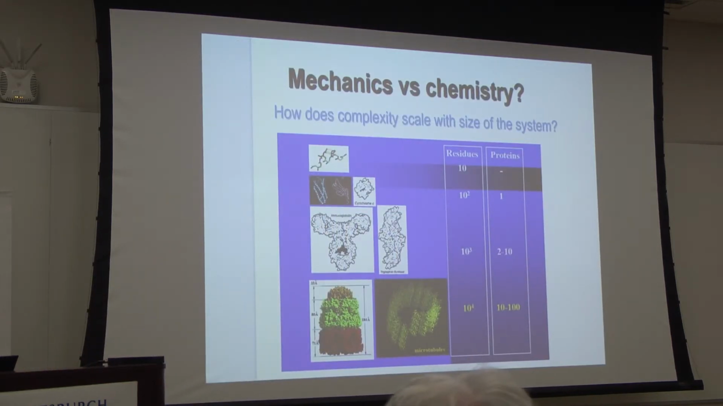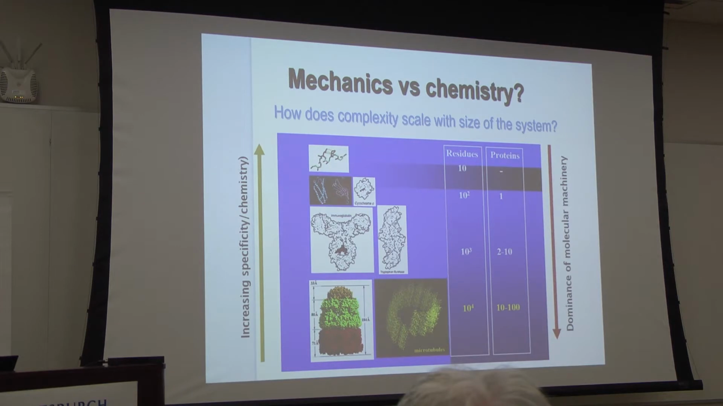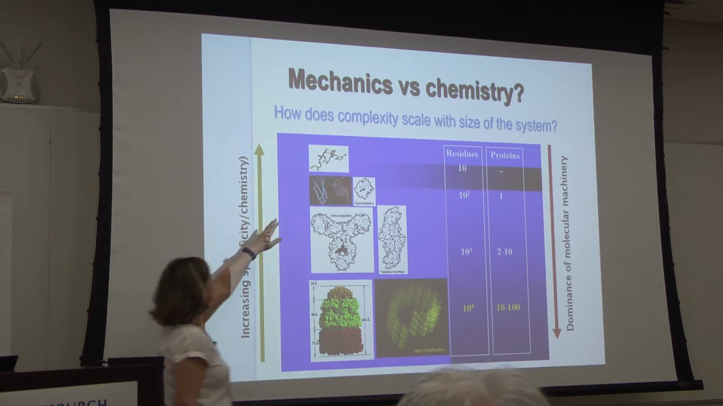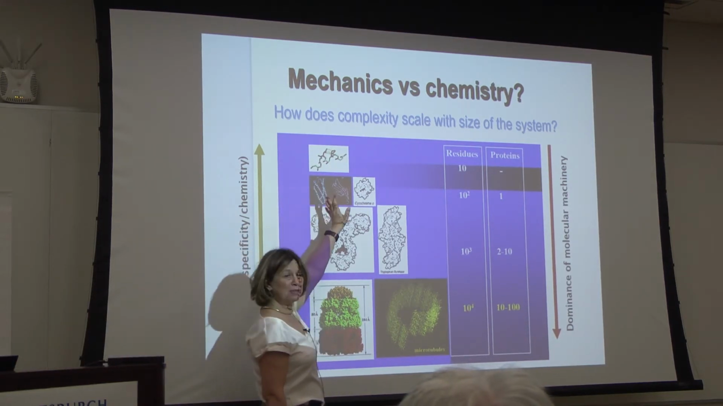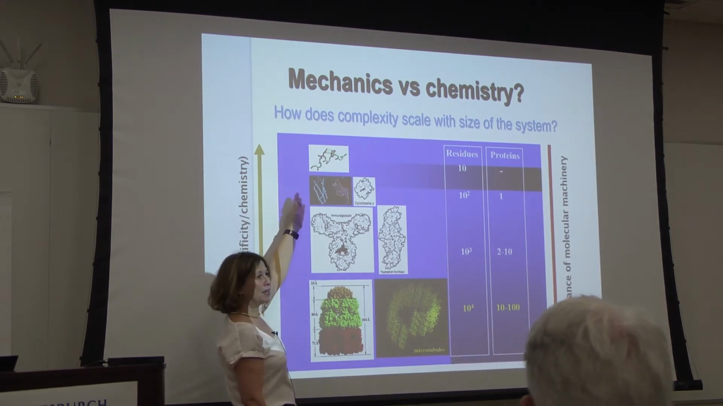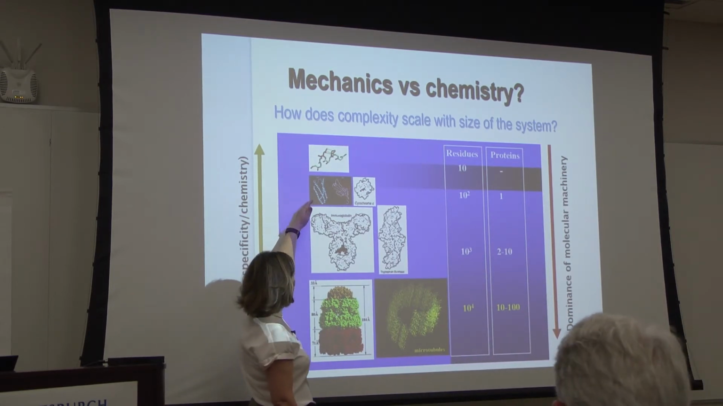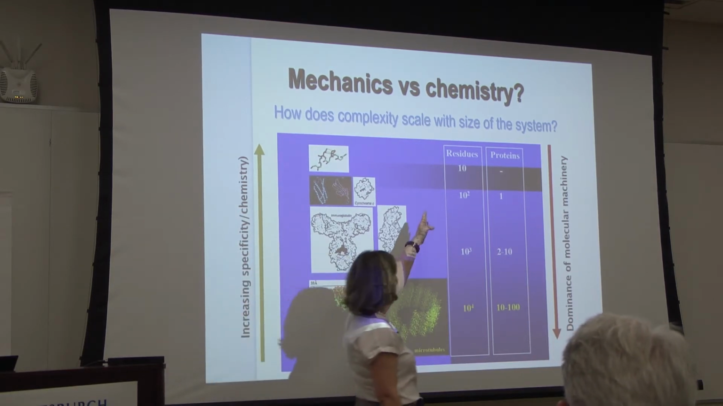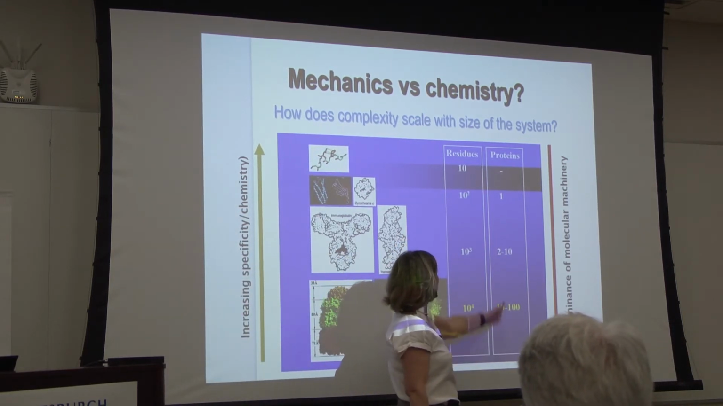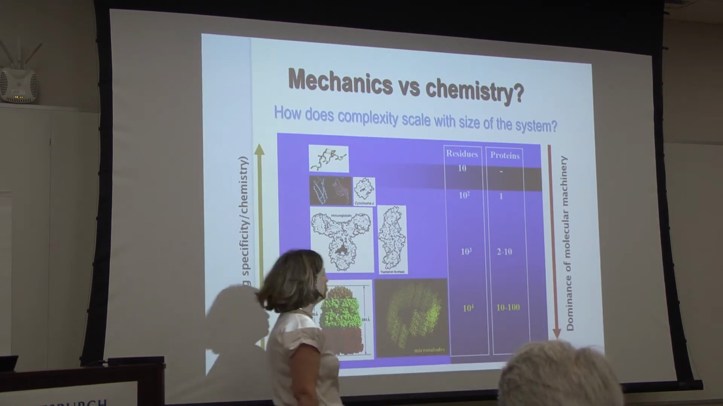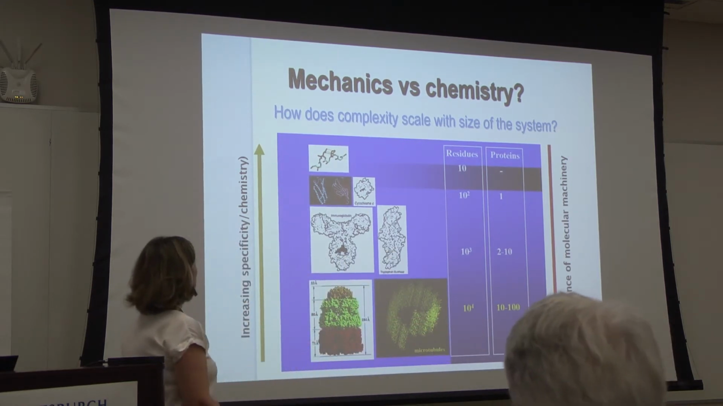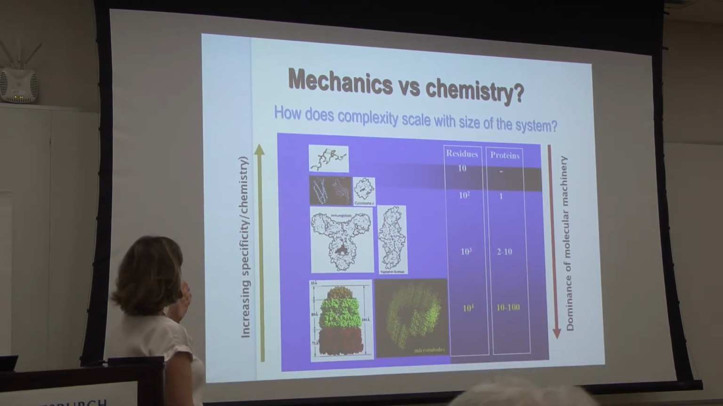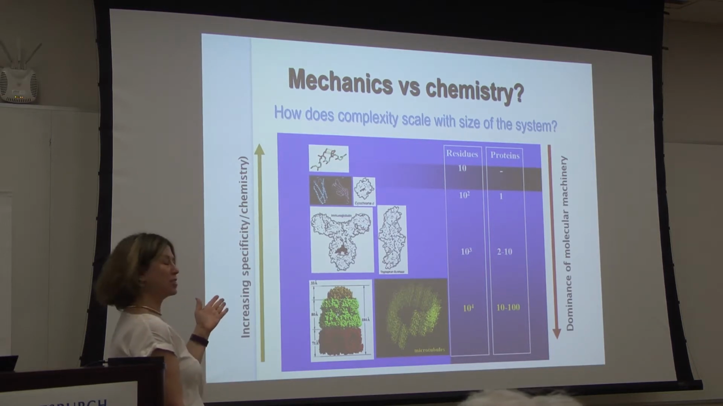So this is, Julia, what you asked yesterday. That was the thing I was mentioning yesterday. Now we go from small, dialanine, for example, so small peptides, to small proteins, to bigger proteins or machines. And this is the number of residues or the size, how many protein subunits you have. So how does complexity scale with the size of the system?